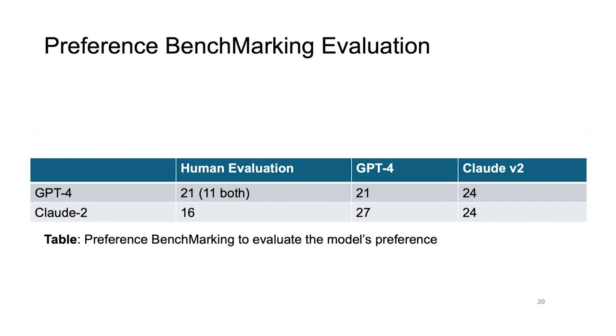Human evaluation was also employed to evaluate which output was better, and it showed a preference for GPT-4's output in 43% of the cases, Claude 2's output in 33% of the cases, and no preference in 24% of the cases. This evaluation suggests a close alignment between the judgments of the LLMs and human evaluators.